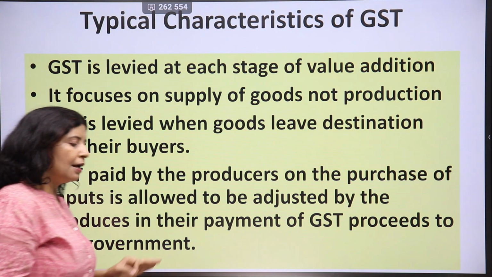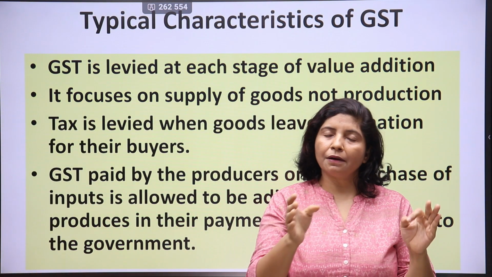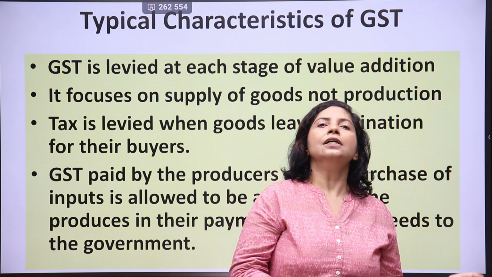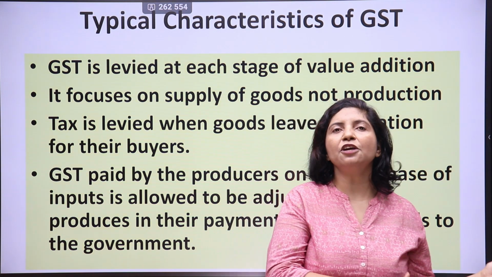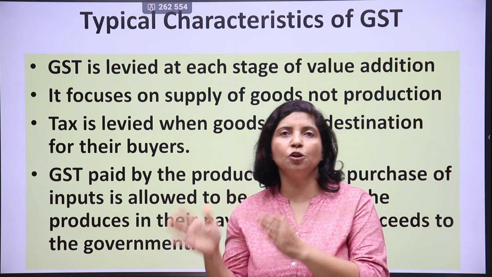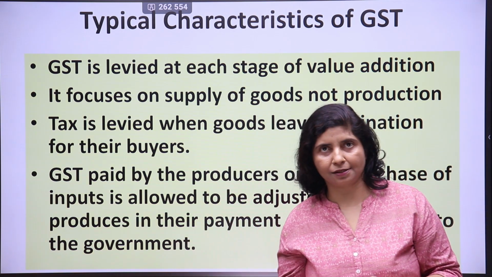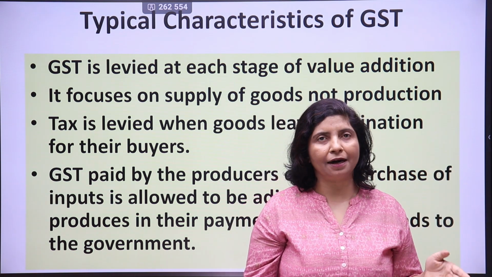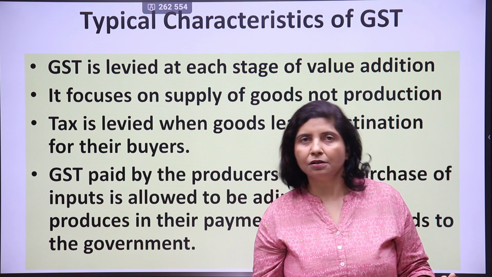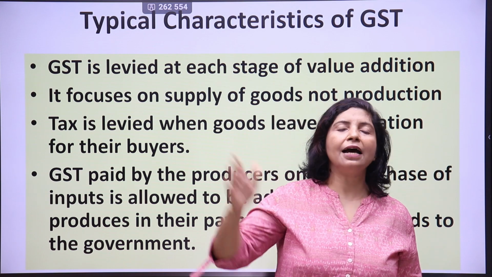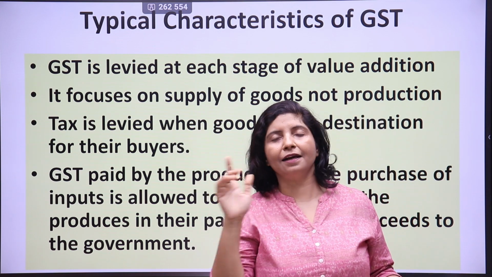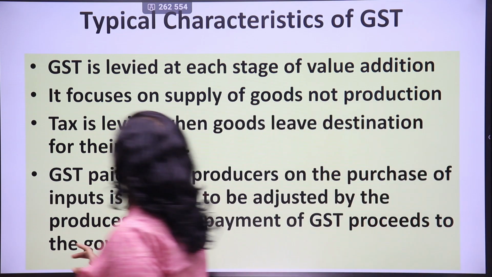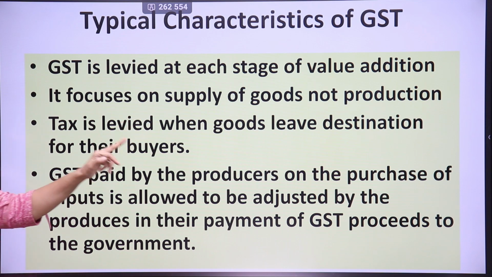Take for example, you are a producer, you are making breads in your company. When you sell your commodities to any consumer, the consumer will have to pay those taxes. For example, when you purchase wheat from a farmer for production of your bread, you have to pay taxes to the government. And now when anyone purchases your bread, he will have to pay taxes, and you can get a rebate on your taxes also. It focuses on supply of goods, not production.